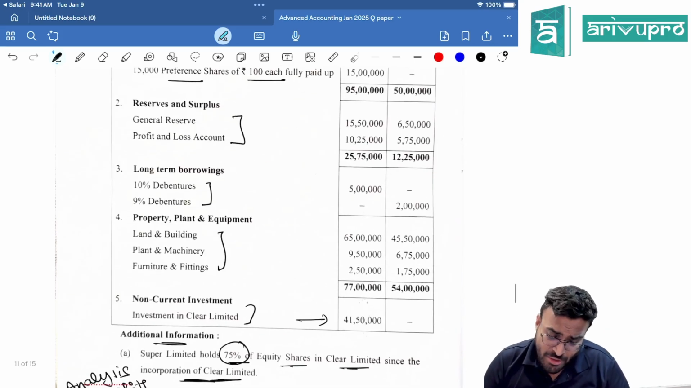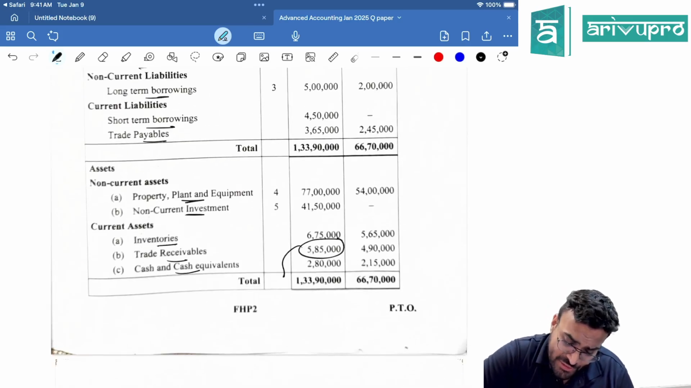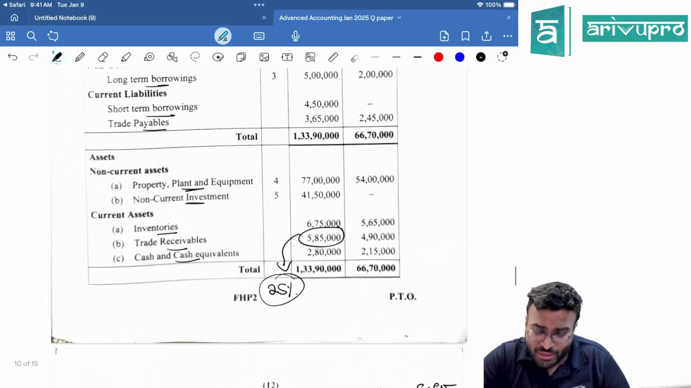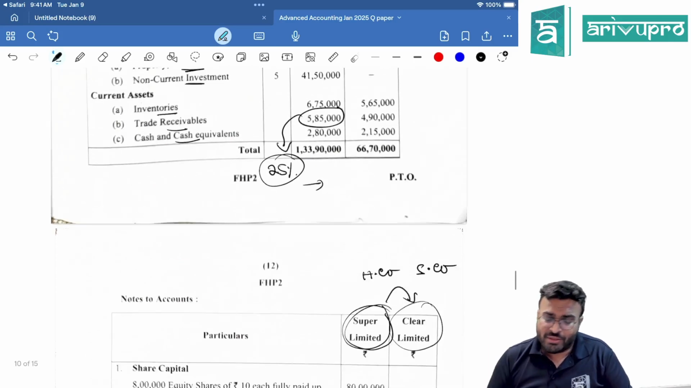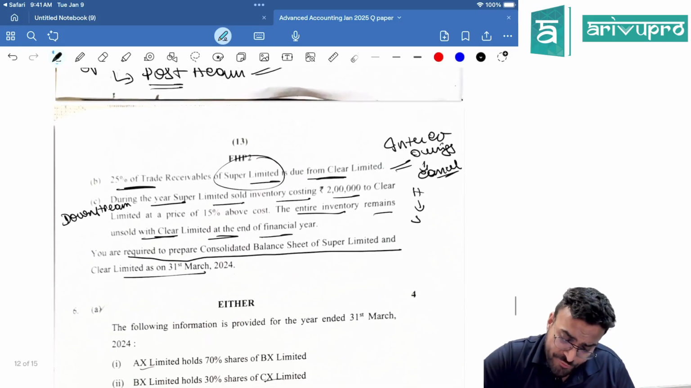How much is trade receivable? You can see over here, trade receivable 5,85,000. Calculate 25% of that. Okay, that will be cancelled. Intercompany owings. Then here we have 2 lakh which is sold, 15% above cost, costing 2 lakhs. Directly they have told 2 lakh into 15%.